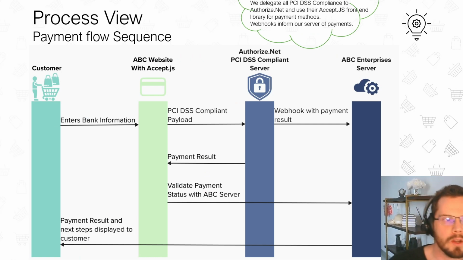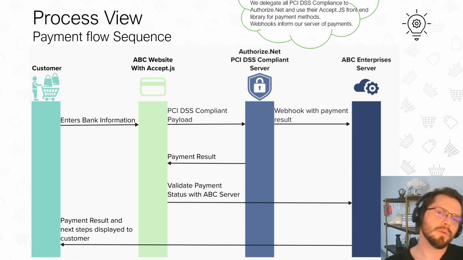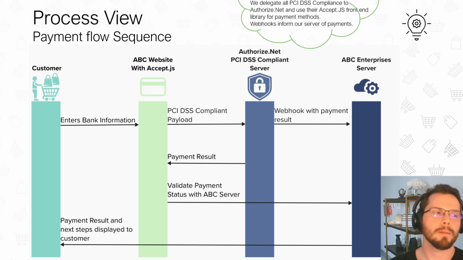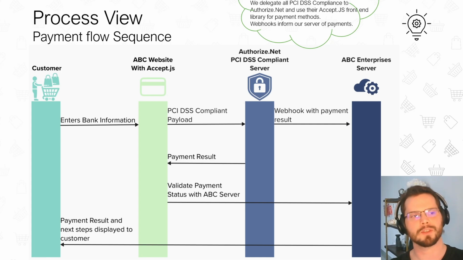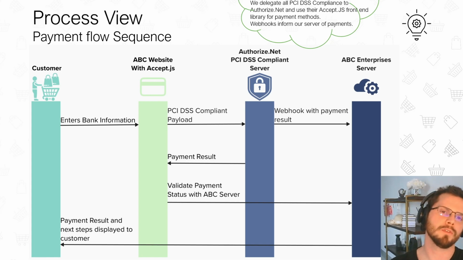Next off, we're going to look at the process view. This is also going to be important for developers, but it's also going to be important for people like product managers so that they understand the different flows in the app. This is a quick flow that shows how we can build PCI DSS compliant workflows of customers buying products on the website. That's one of the important requirements for the application.